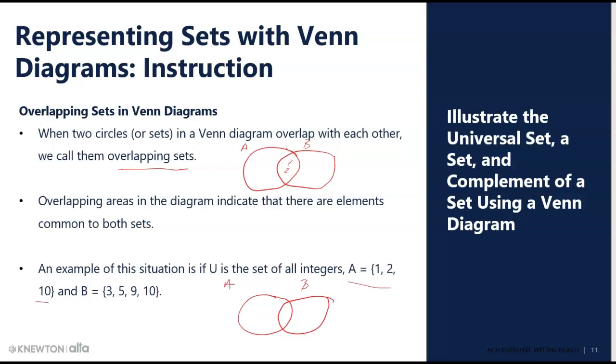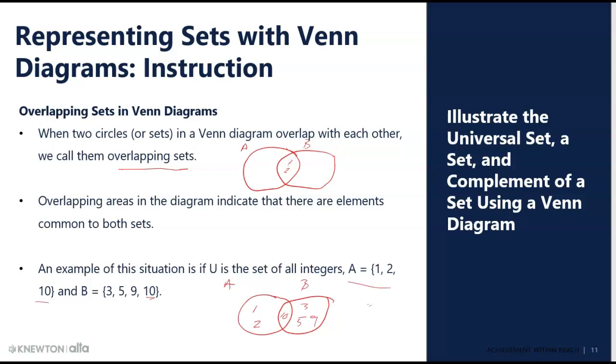So 1 is in A, 2 is in A. The 10, I look for the things that are the same. I have a 10 in each of them. I write that in here first. And now the rest of set A is not in set B, so I could write a 1 and a 2 out here. And then the set B, 3, 5, and 9 are here. And anything missing from the universal set would be written out here.